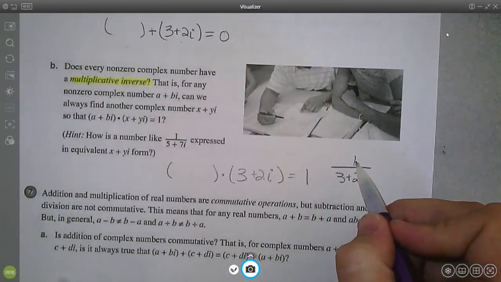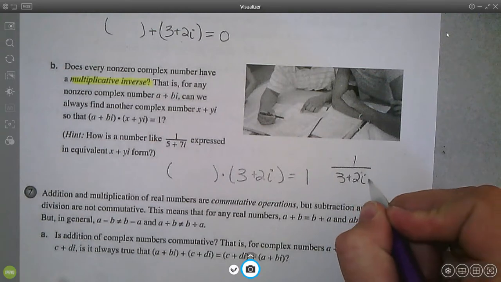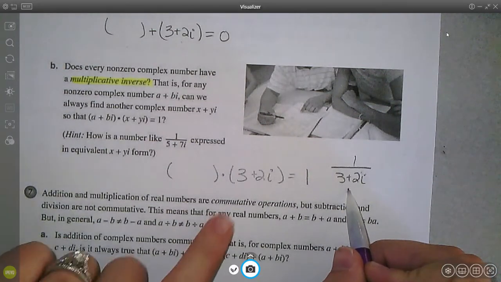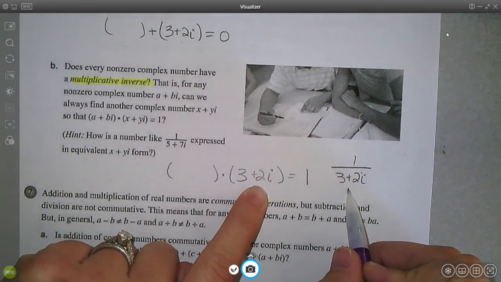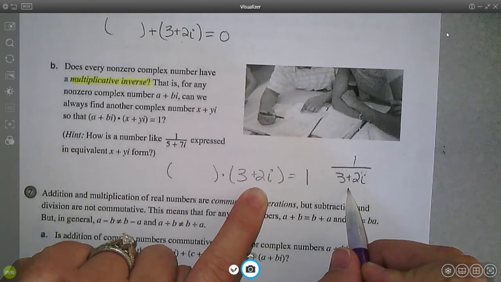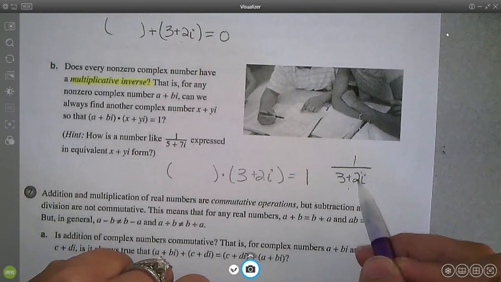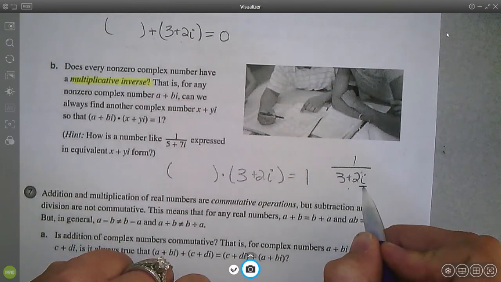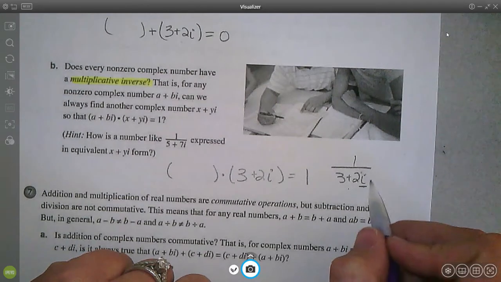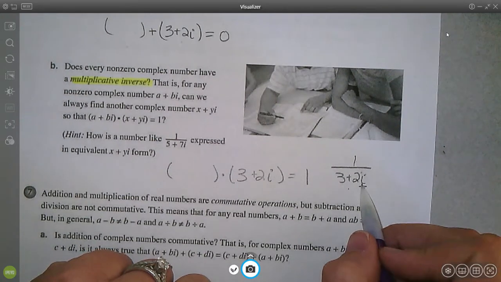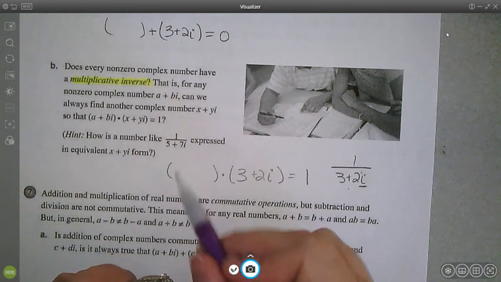Sorry. So can you take 1 over 3 plus 2i? Well, if I take this times this, you end up with 3 plus 2i over 3 plus 2i, which is 1. But what's the issue with this? You cannot have an imaginary number in your denominator. And we had talked about how to get rid of that. So I'm going to let you mess with this to figure out what goes in here.